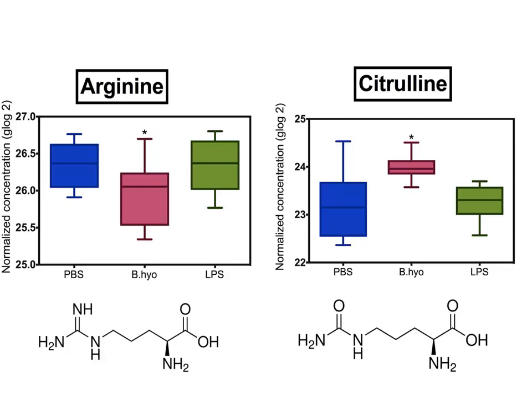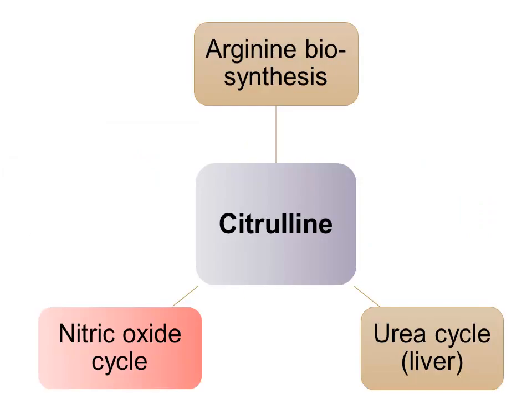And then when it comes to L-citrulline, we saw the reverse. So B-hyo-exposed explants had an accumulation of citrulline, while the other two groups did not show that. So less arginine and more citrulline. How does that help us understand colitis? That's a very good question.